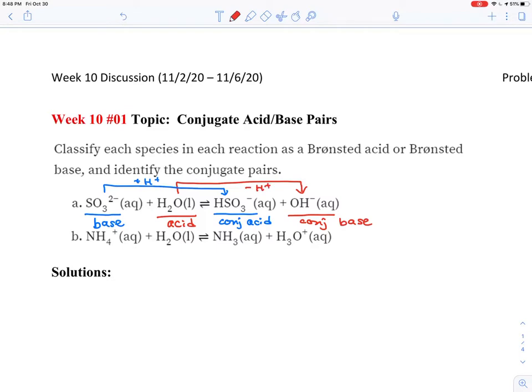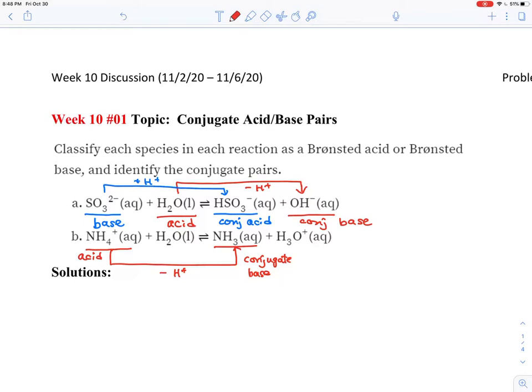So let's look at the next one. Here, ammonium becomes ammonia by losing H plus. Once again, that's an acid, and its counterpart is its conjugate base.